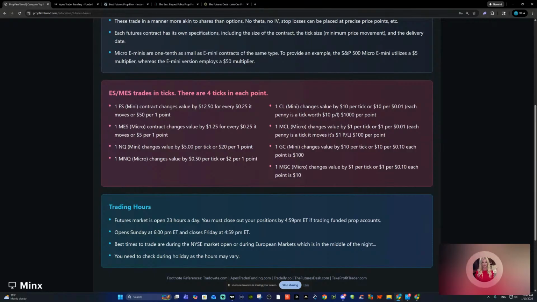So trading hours. Futures market is open 23 hours a day. You must close out your position typically by 4:59 p.m. if you're trading on a day margin or with most prop firms. It opens Sunday at 6 p.m. and closes Friday at 4:59 p.m. Typically the best times to trade are during the New York Stock Exchange or the European markets, which is in the middle of the night. You also want to check during the holidays, as the hours may vary.